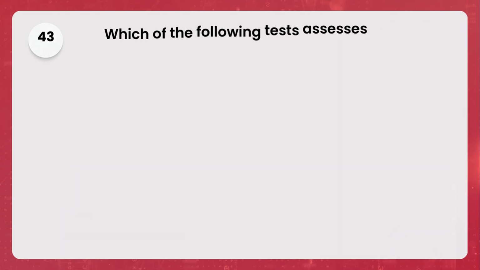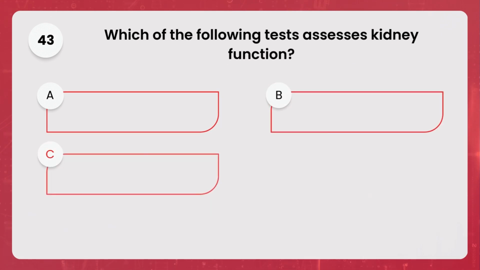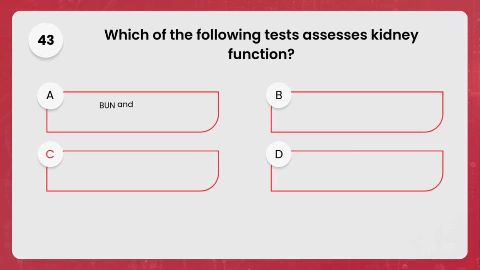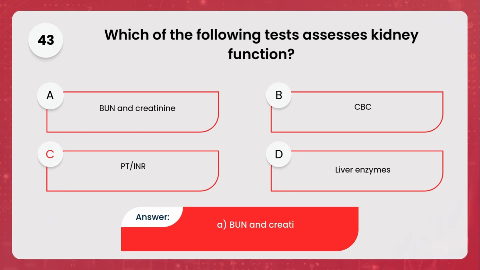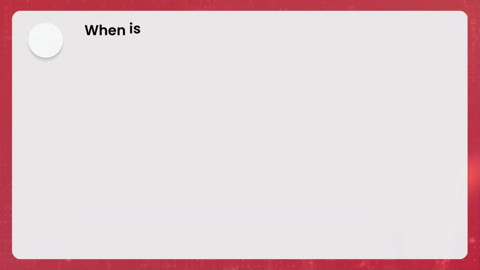Number 43. Which of the following tests assesses kidney function? A. BUN and creatinine. B. CBC. C. PT/INR. Or D. Liver enzymes. The answer is A. BUN and creatinine.